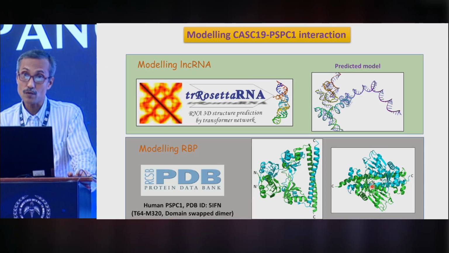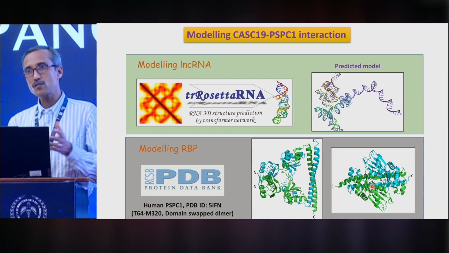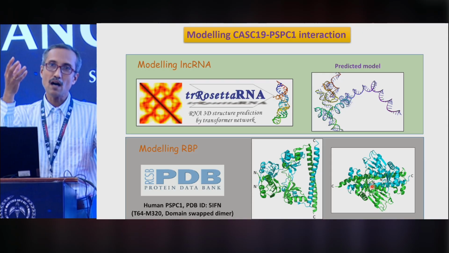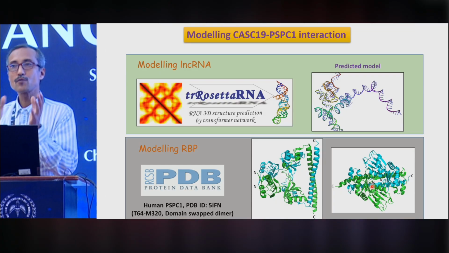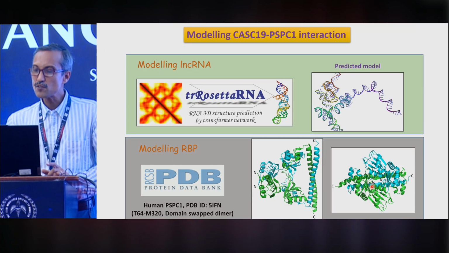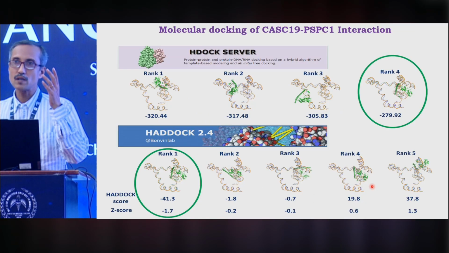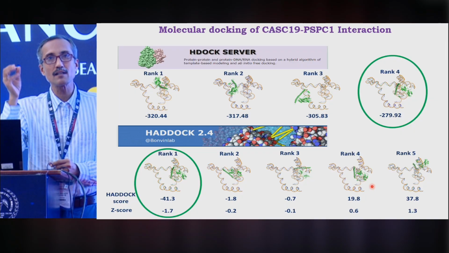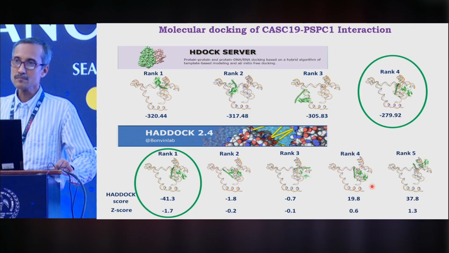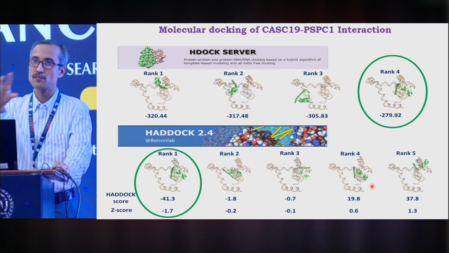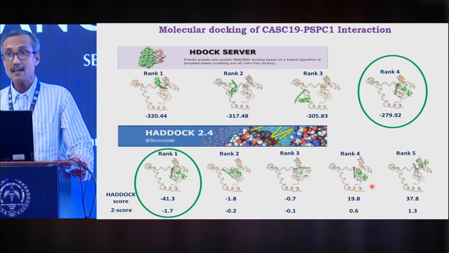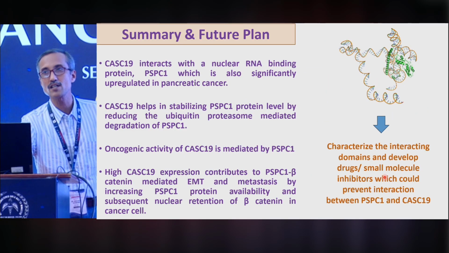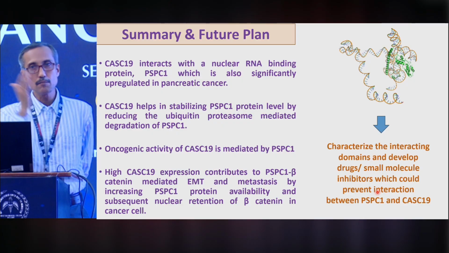And so what next? Interestingly, we also wanted to see the actual interaction between the two molecules and what the domains are for that. And we identified the domain of PSPC1, a typical RNA binding domain, RRM, and the interacting domain of long non-coding RNA CSC19. And the next step would be to characterize the drugs or small molecules which could inhibit the interaction.